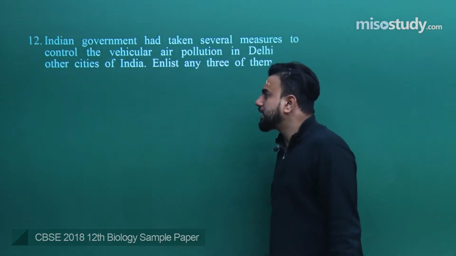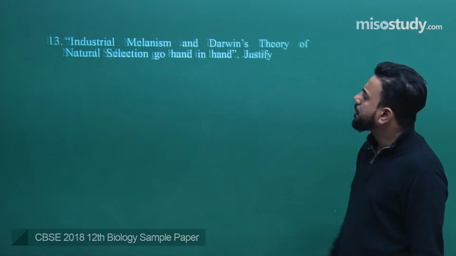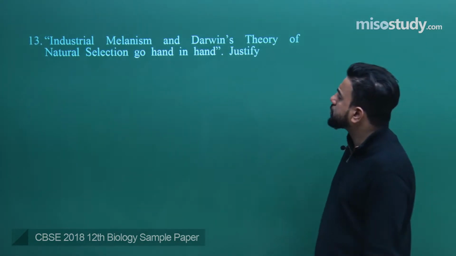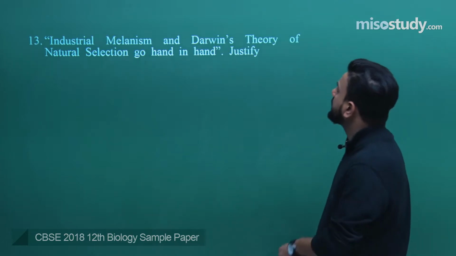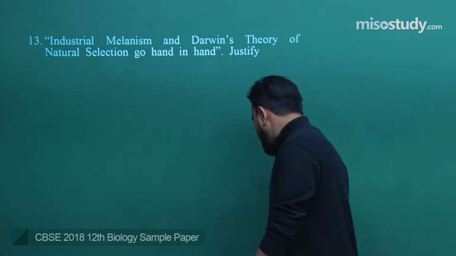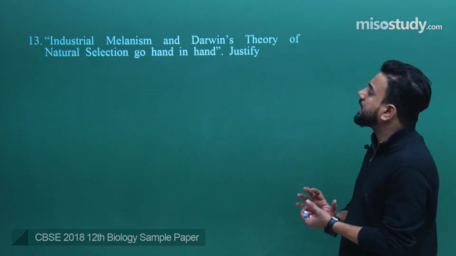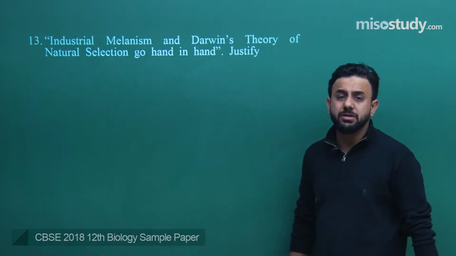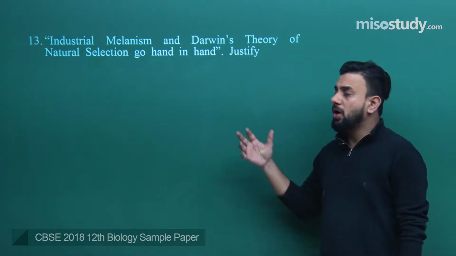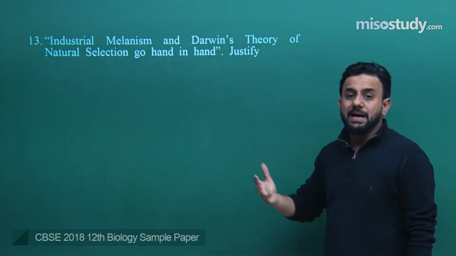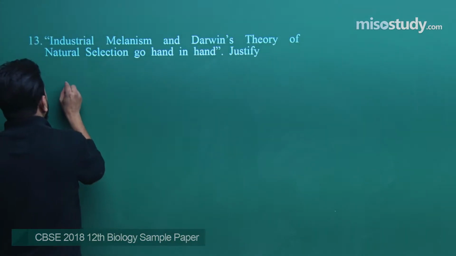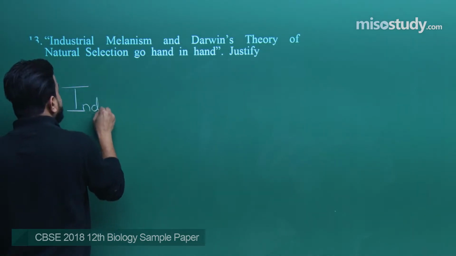Any guesses? What can the next question be? Yes, industrial melanism and Darwin's theory of natural selection go hand in hand. Justify. First of all, we have to understand what we really mean by industrial melanism and Darwin's theory of natural selection, to which context we can apply them, and what they really mean. So let us first see industrial melanism.